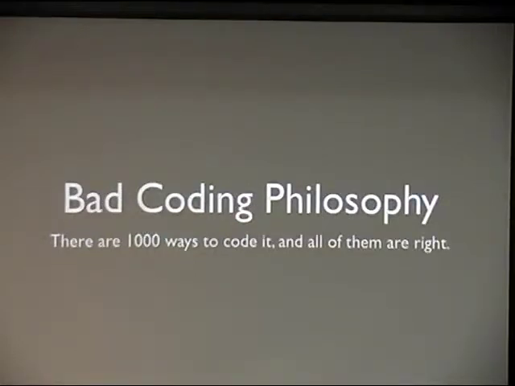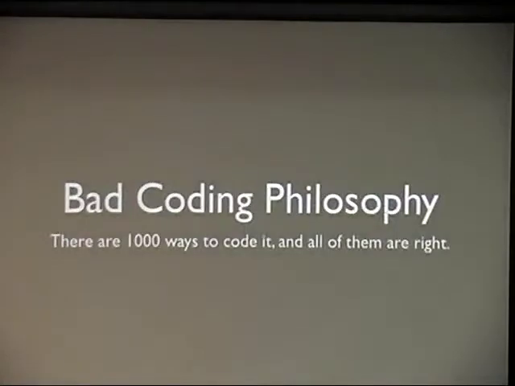So with that in mind, I have to think about my philosophy for coding. When I first started coding, I was introduced to this concept a few times, bad coding philosophy, I call it. Whatever, it's all opinion. But bad coding philosophy: there are 1,000 ways to code it, and all of them are right. It works, it's good. Well, that's not a good way to code it, in my opinion. That is not acceptable, it's bad. So out of the 1,000 ways, that's not a right one. So I can accept that.